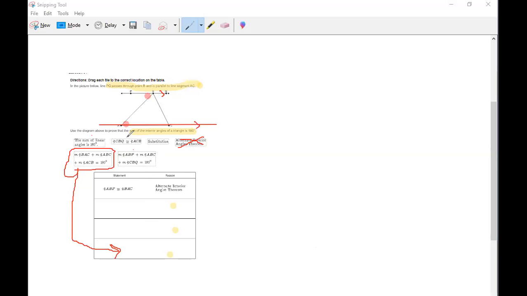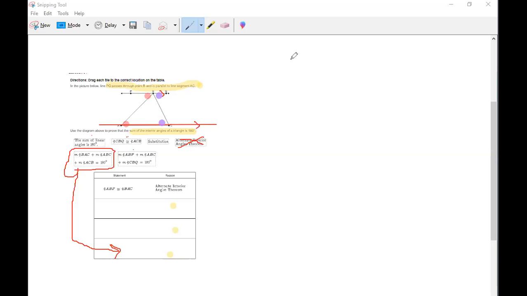And I'm leaning to figure, looking at this one, and I want to read it. So CBQ equals ACB. Is there any way at all that we could say CBQ equals ACB? Well, let's look at those angles. Are they any type of angle that we've studied? ACB and CBQ. And they are.